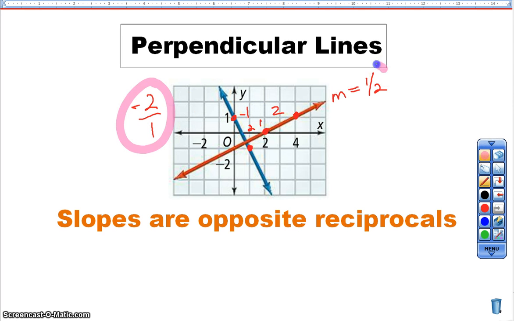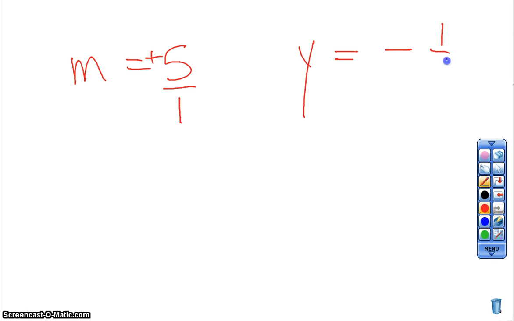Can you see how these two numbers are related to each other? One is negative, one is positive, one is 2 over 1, and the other one is 1 over 2. So they are what we call opposite reciprocals of each other, because they're different signs and they are flips, or reciprocals, of each other. So let me show you a few examples of what I'm talking about. If I said to you my line has a slope of, let's say, 5, your line, I'm going to use y for you, your line has a slope of, watch it, this is positive, yours is negative. Mine is 5 over 1, yours is 1 over 5.